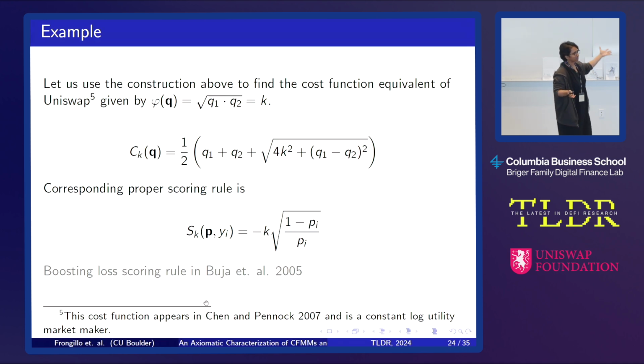We are at a Uniswap conference, so we have to apply it to the Uniswap function. If we do that, we get a cost function. This is interesting because that cost function actually appears in Chen and Pennock 2007 in the prediction market literature, and it's termed the constant log utility market maker. The corresponding proper scoring rule for that cost function looks something like this. This also appeared in the prediction market and machine learning literature in Buja et al. 2005, and it's termed the boosting loss scoring rule. So you can see that this bridges the two literatures, and there were entities in the prediction market literature similar to Uniswap.